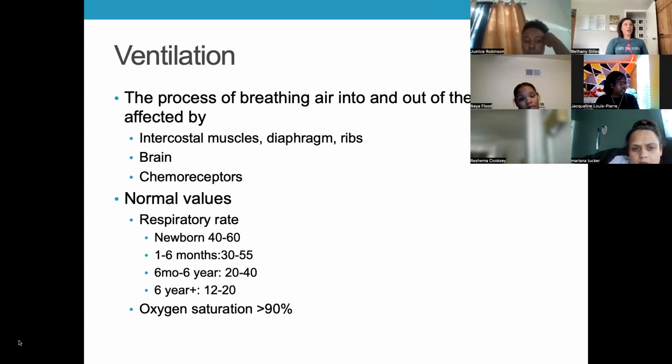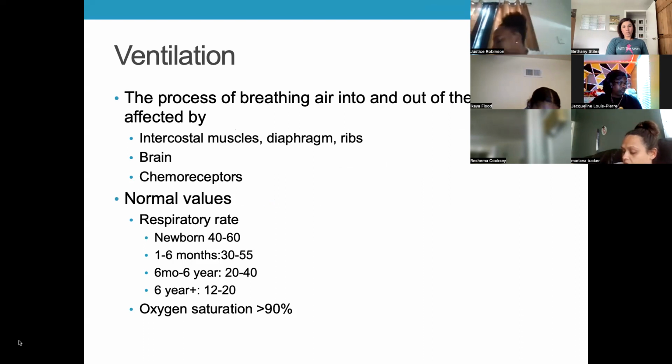It's affected by our intercostal muscles, so the muscles in between our ribs, our diaphragm, our ribs themselves, our brain, and then chemoreceptors.